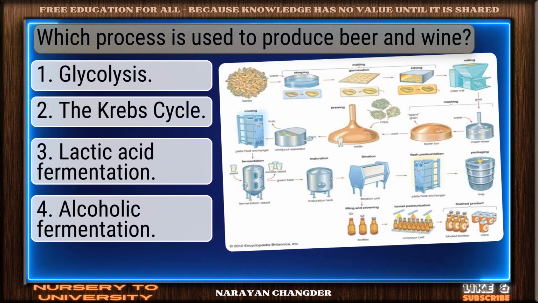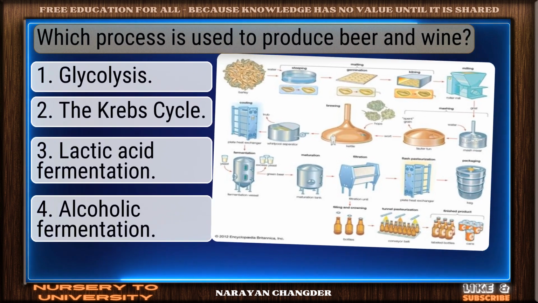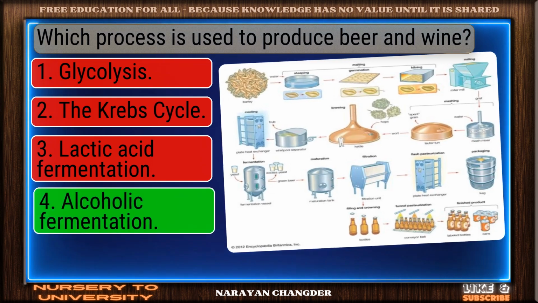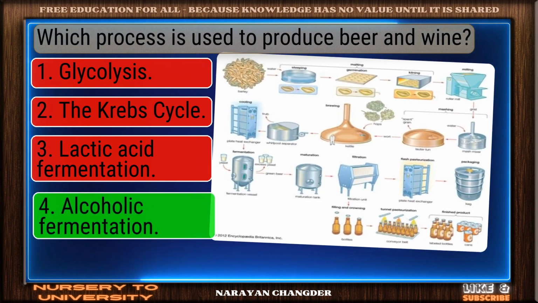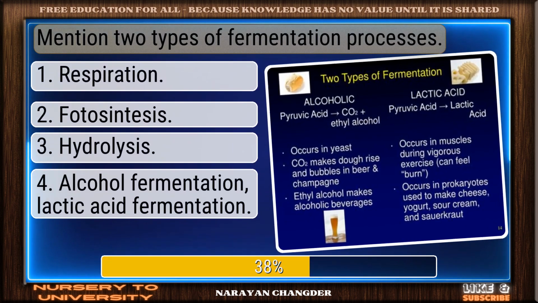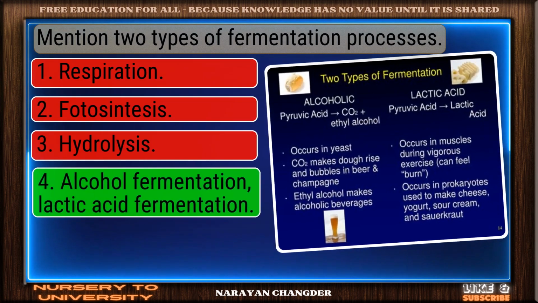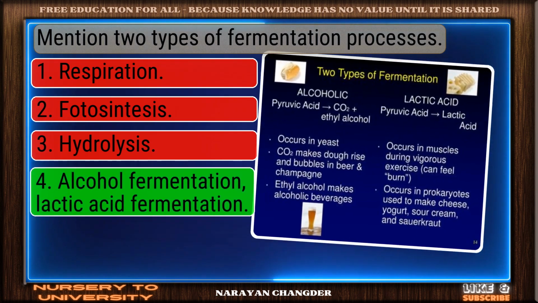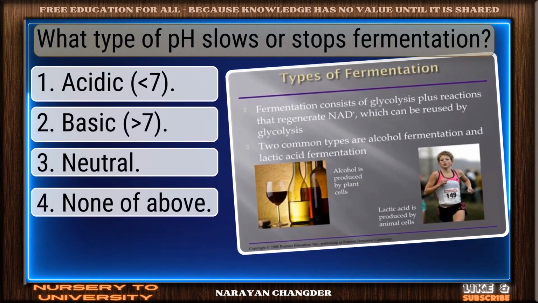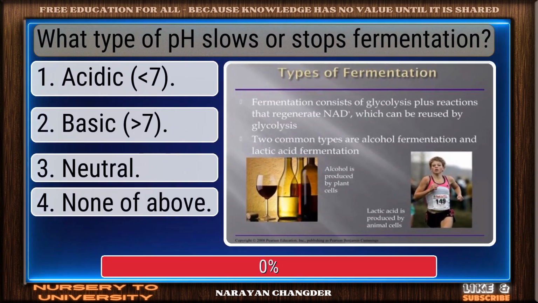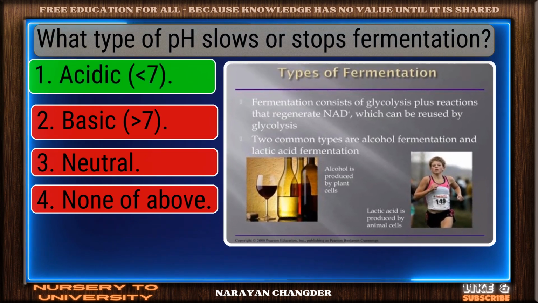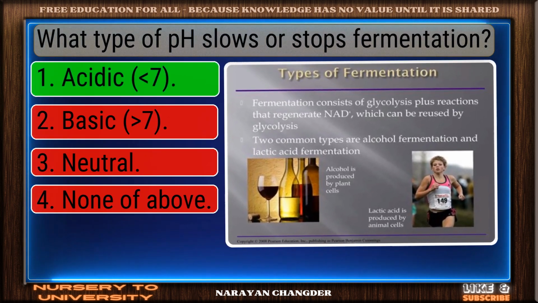Which process is used to produce beer and wine? Smart move. Alcoholic fermentation is an accurate answer. Mention 2 types of fermentation processes. On track. Alcohol fermentation, lactic acid fermentation is the correct answer. What type of pH slows or stops fermentation? Nice selection. Acidic is the correct and valid answer.